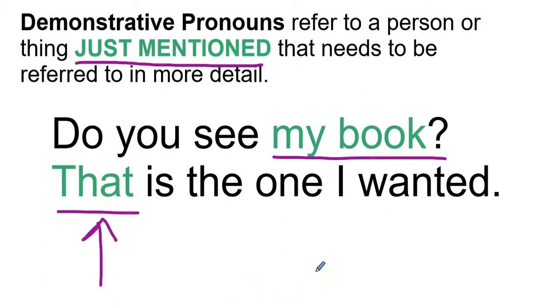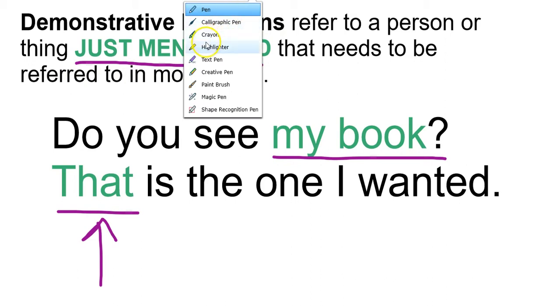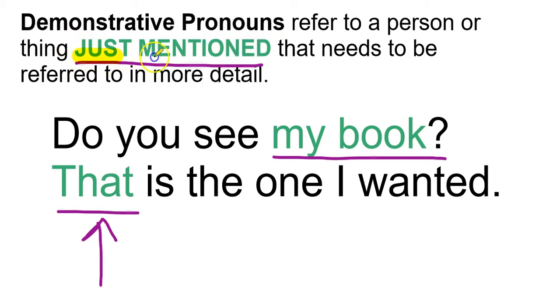Sometimes in English class or for a formal essay, you might get in trouble for using a demonstrative pronoun because it's not specific. You could then, however, use a demonstrative adjective, and you could say, that book is the one I wanted. And now I know specifically to what, or in some cases, to whom you're referring. So that's something that I would definitely make sure you just kind of remember.